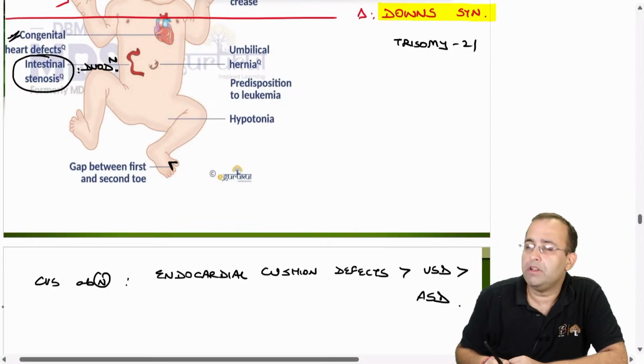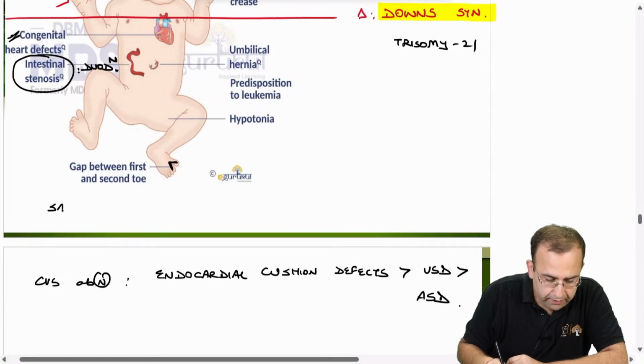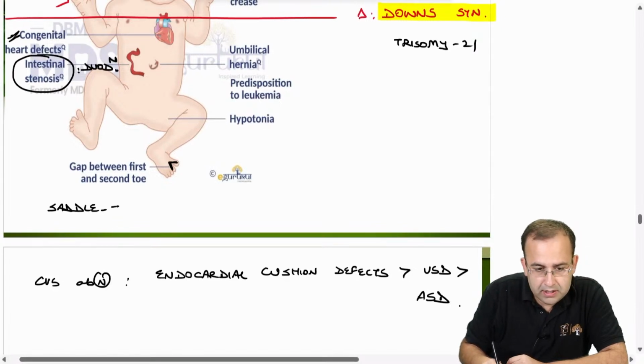Increased gap between first and the second toe. That is called as saddle toe deformity.